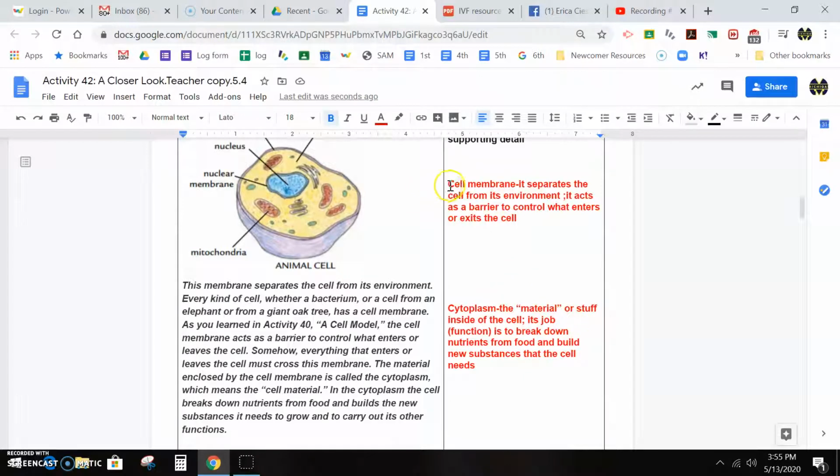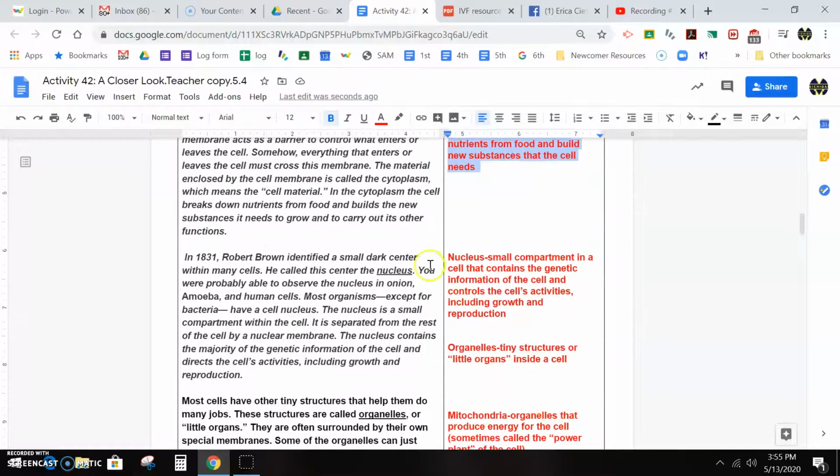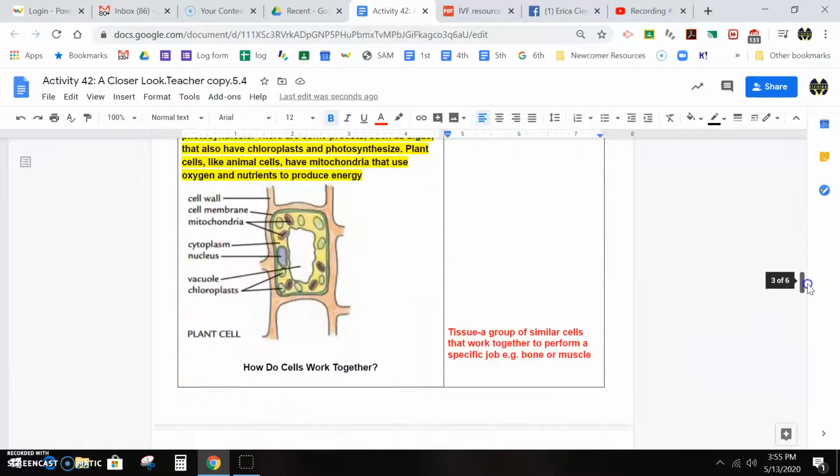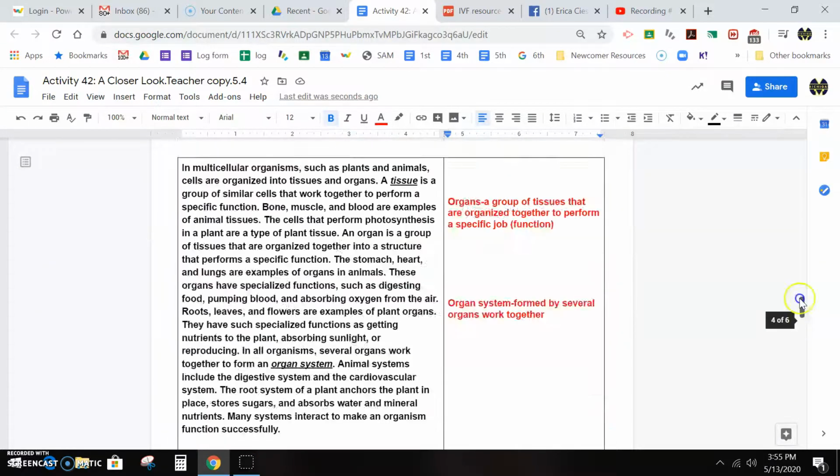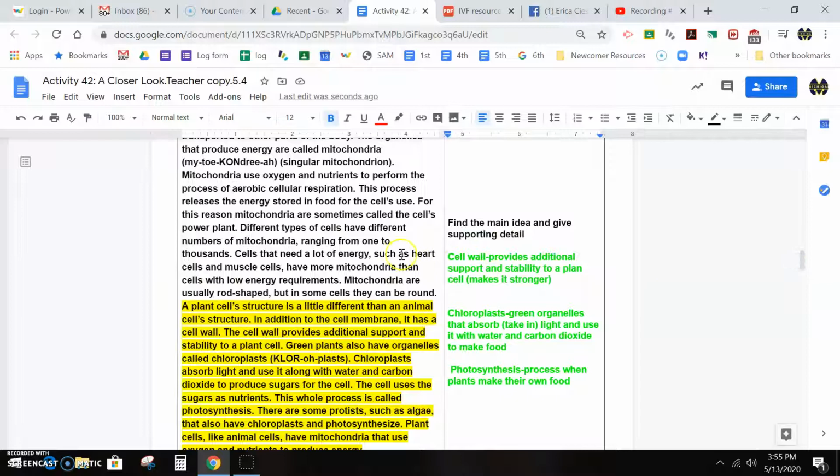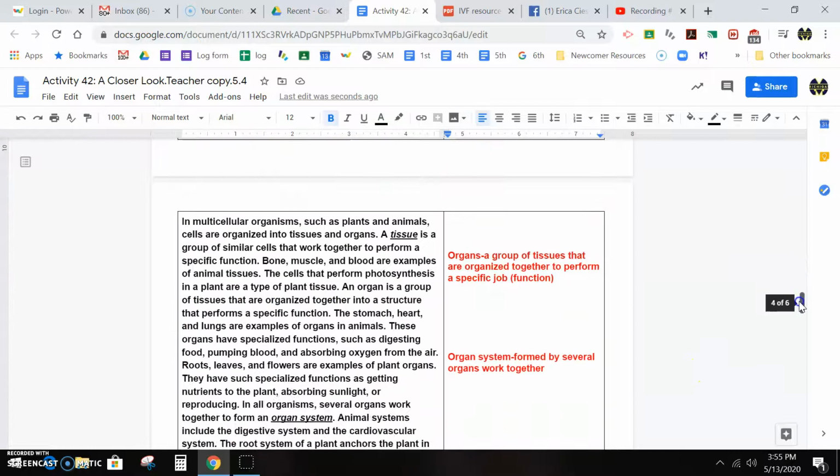I took notes on parts of a cell like cell membrane. I took notes on what cytoplasm is. I took notes on what a nucleus is. So those are some things I could put in my summary down here. I'm going to probably want to put one of my sentences about how plant cells have certain parts that animal cells do not. That would be an important note to add.